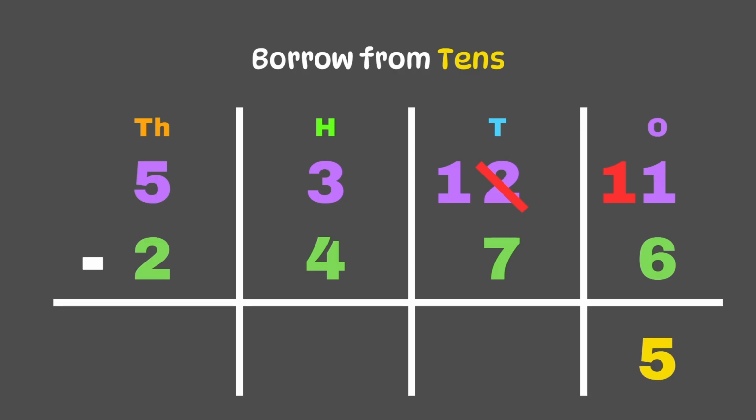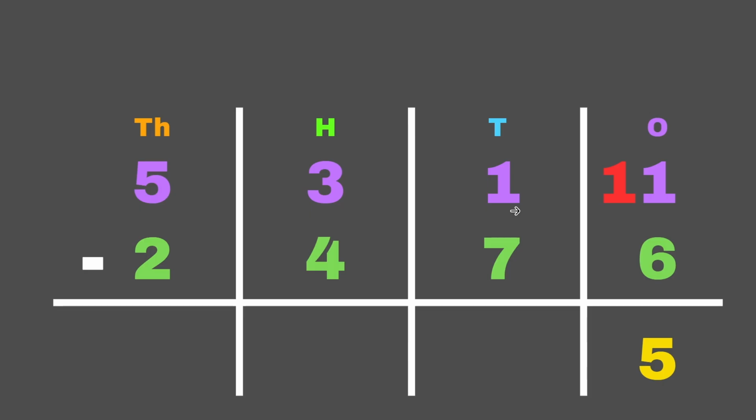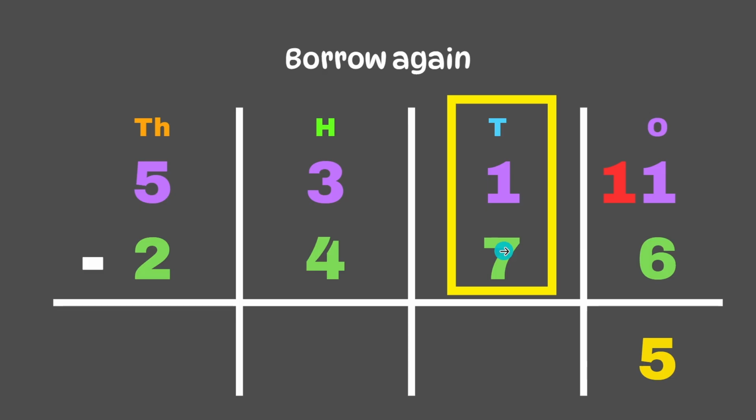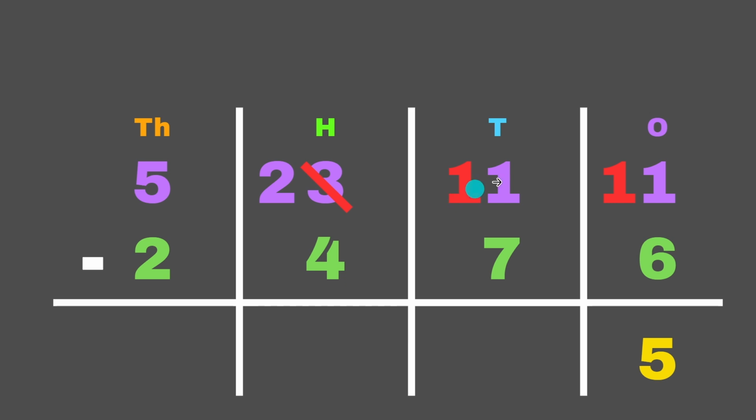So now we move to the tens place. Here we have 1 minus 7, which is not possible. So we borrow 100 from the hundreds place. 100 equals 10 tens. So the 10 becomes 11 tens and the 300s reduces to 200s. Now we can subtract 11 minus 7, which is 4, and we'll move to the hundreds place.